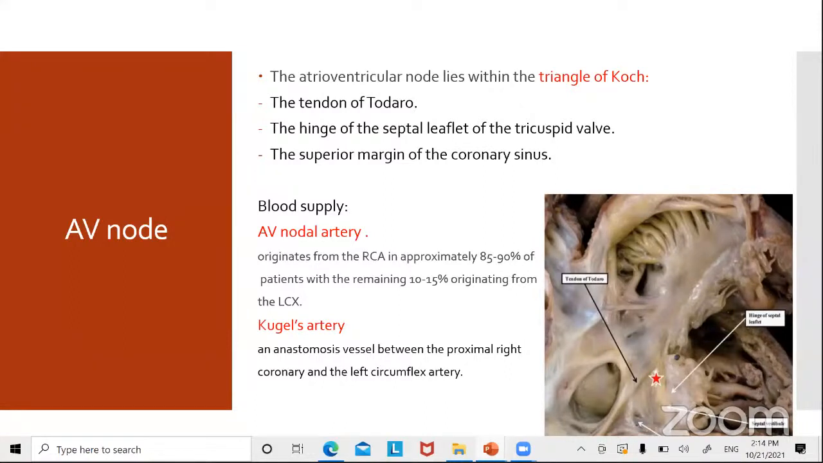It receives its blood supply from the AV nodal artery, which originates from the RCA in around 85 to 90% of the patients, with the remaining 10 to 15% originating from the left circumflex. The Kugel's artery, which is an anastomotic vessel between the proximal right coronary artery and the left circumflex artery, can also provide a branch that runs through the base of the atrial septum, where it supplies a collateral circulation to the AV node.